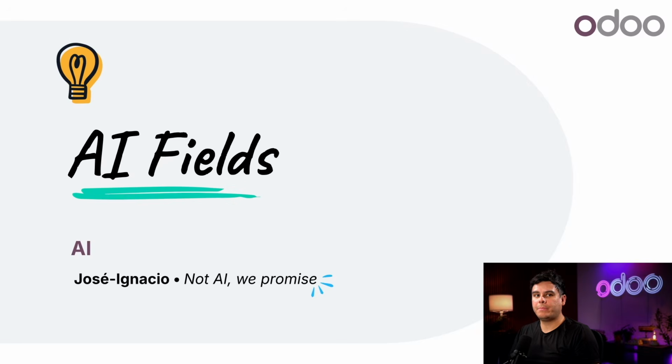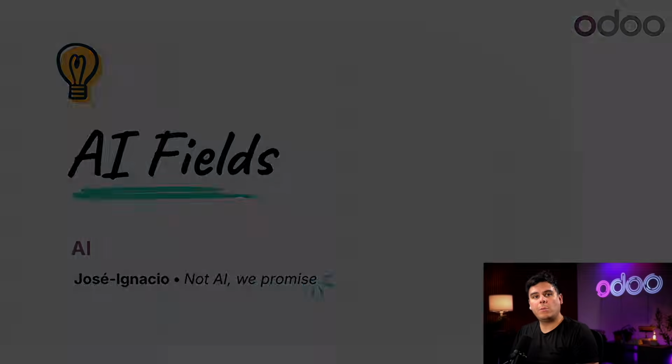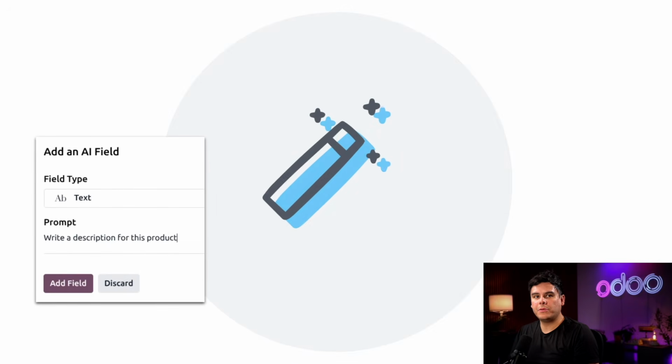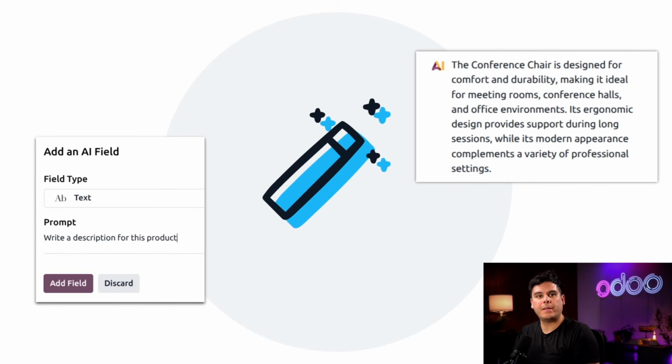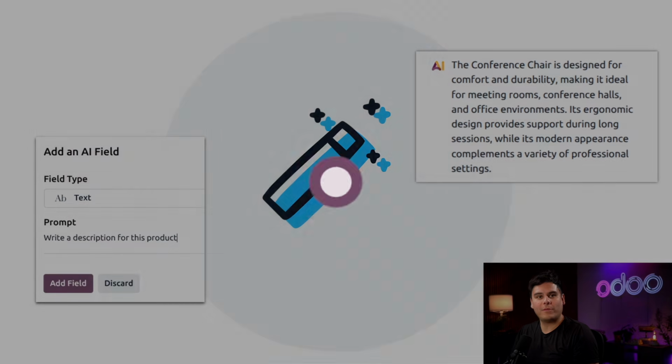Today, we're going to explore how to create AI powered fields in Odoo and how to use them to generate content for data. With just a well written prompt, we can generate useful, consistent text directly inside of our records. By the end of this tutorial, you're going to learn how to create an AI field and use it in your day to day workflow.